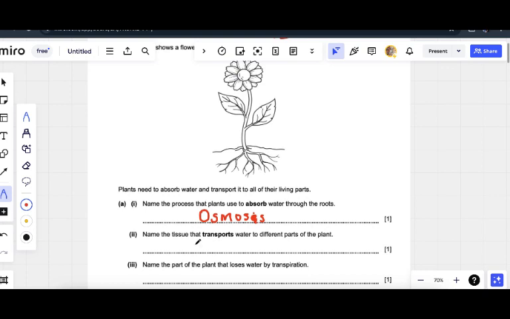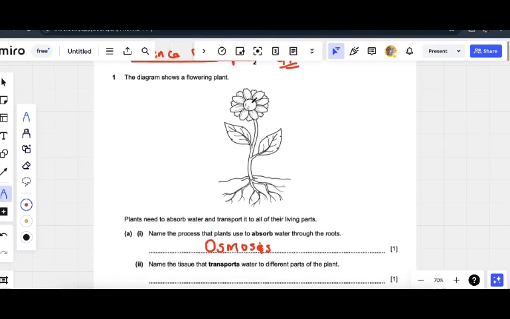Osmosis. Now, name the tissue part that transports water to different parts of the plant. This is the xylem. We have the xylem and the phloem. Phloem transports the manufactured organic substances to the body of the plant. If the plant manufactures food, the phloem will transport the food to other parts of the plant. But the xylem helps to transport water and mineral ions that it absorbs from the ground to every other part of the body of the plant.